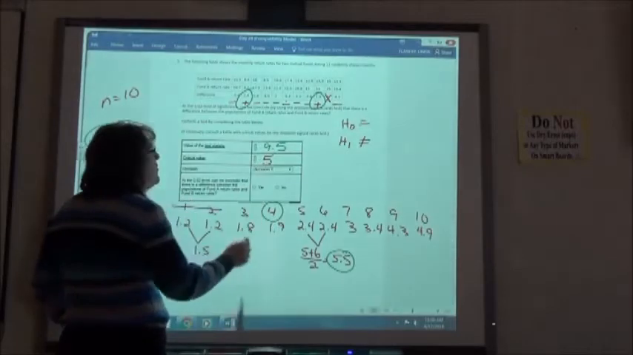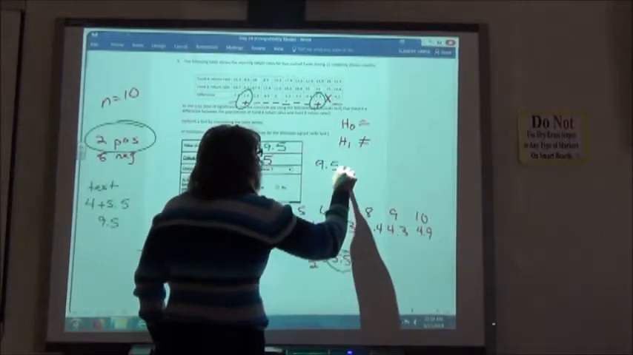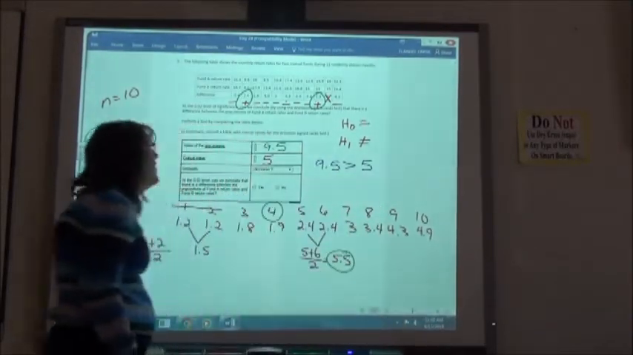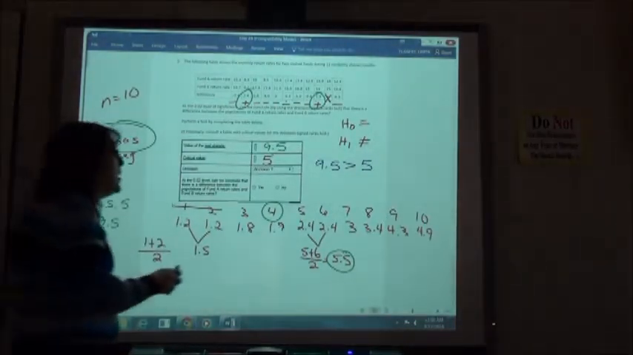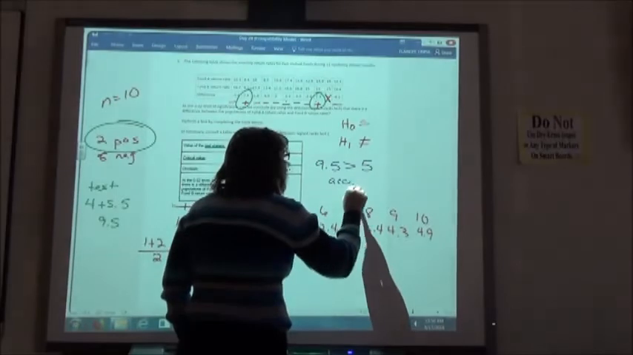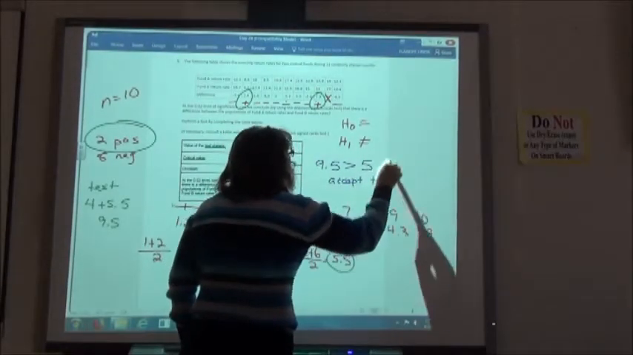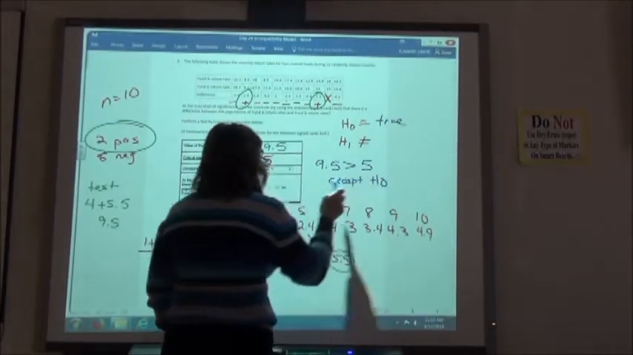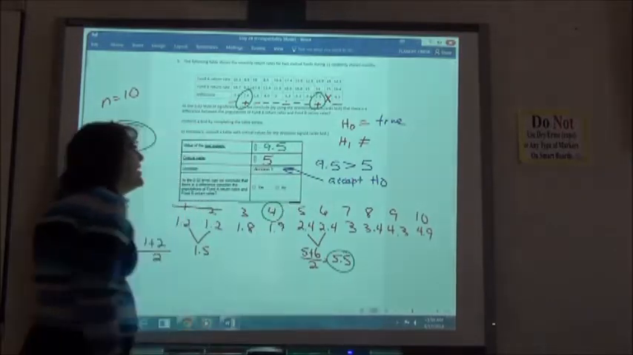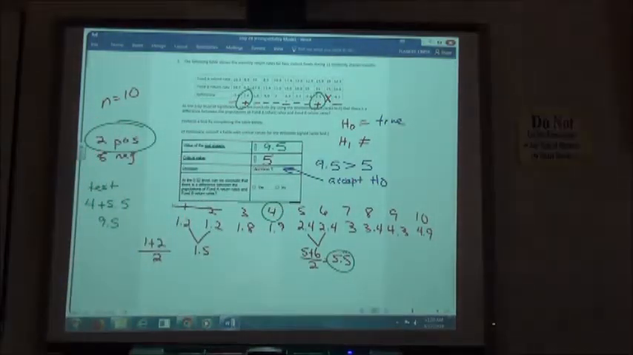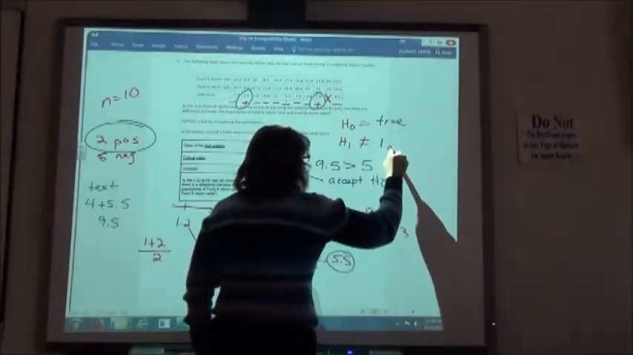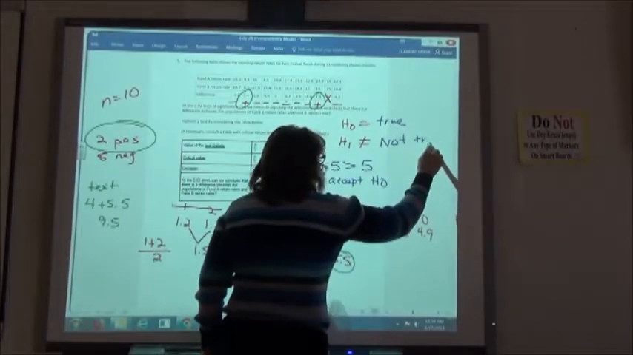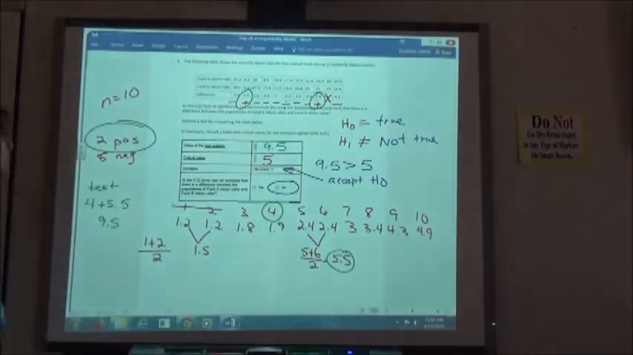So now I compare those values. 9.5 is greater than 5. Since my test statistic is greater than my critical value, we are going to accept the null. That's my true statement. Accept the null is my decision. So if we're going to accept that they are equal, can we say there's a difference? No. That one was not true, that there was a difference.